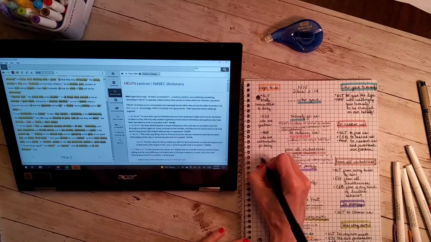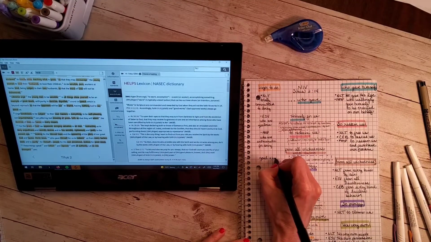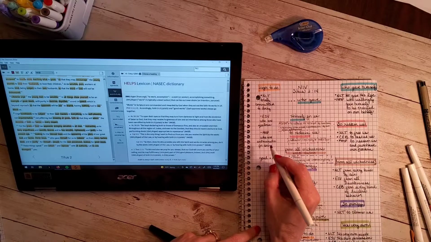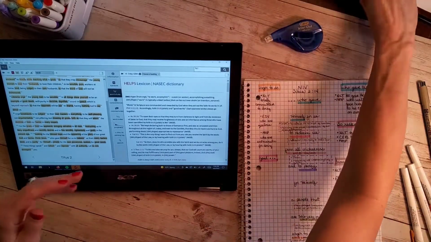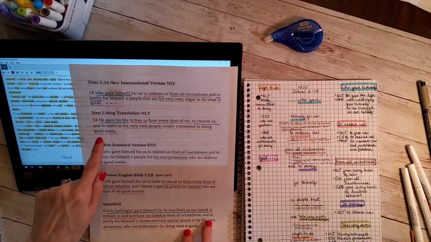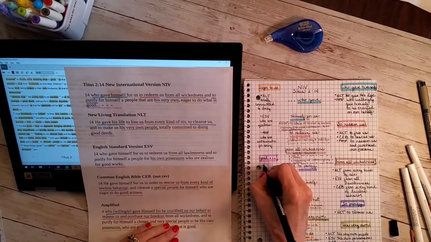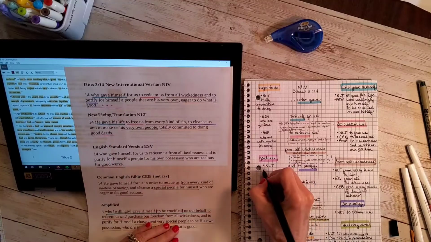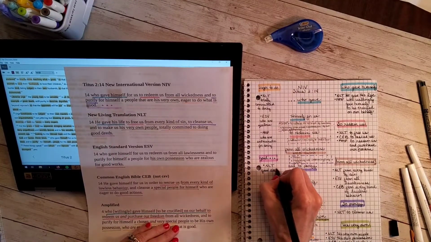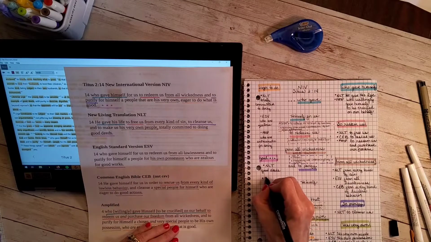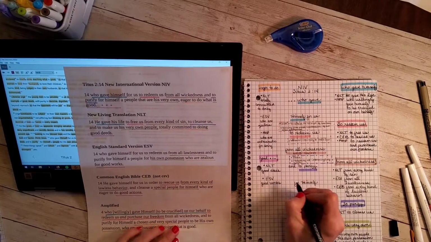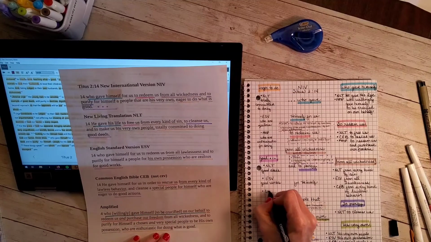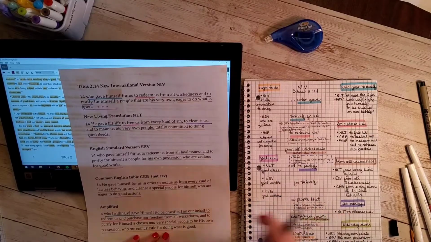So under good, we're going to write that in black ink, and we're going to box it in that pinky purple color. And then we're going to pull from our paper, going back to the printed page that we first did. The NLT says good deeds. The ESV says good works. And then we have the Common English Bible, the CEB, and it says good actions. So now we're caught up.